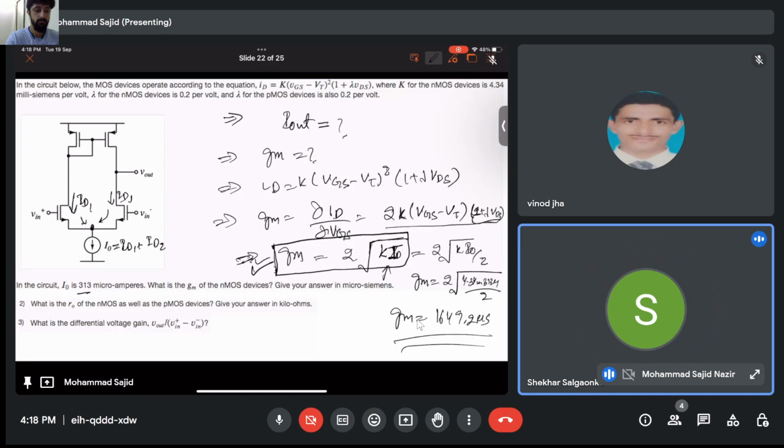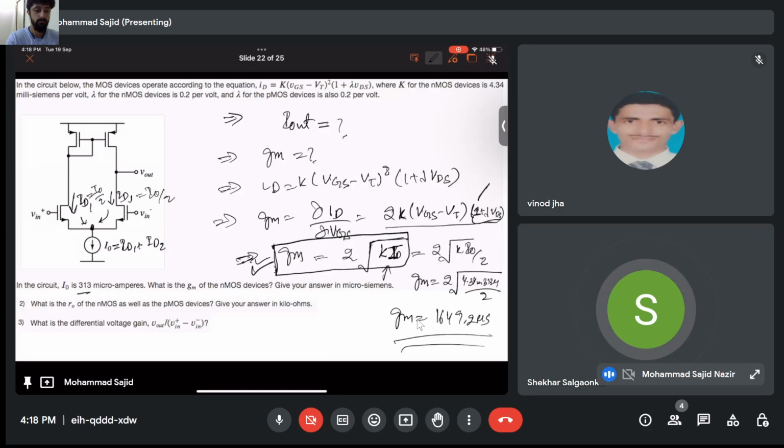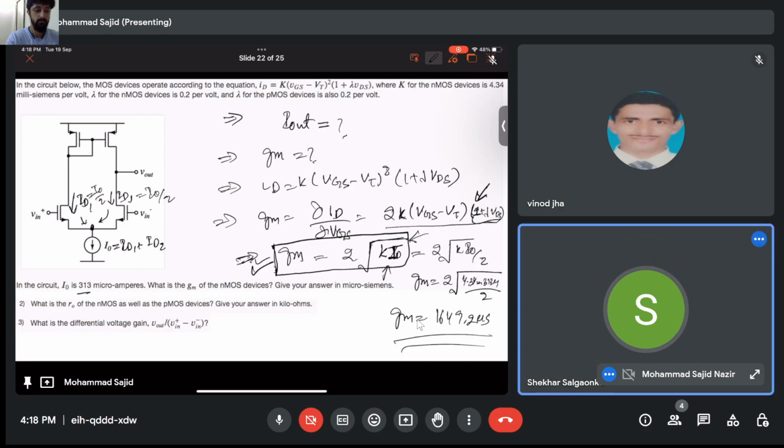In the DC conditions, we assume here that the two halves have similar current flowing through them because it's a current mirror, right? It is a current mirror. So in that condition, the current of I naught by 2 flows through here and the current of I naught by 2 flows through here. That's why we don't need to ignore anything. We can directly use this formula and substitute ID equal to I naught by 2 to get your GM. Okay, so this was for the GM calculation.